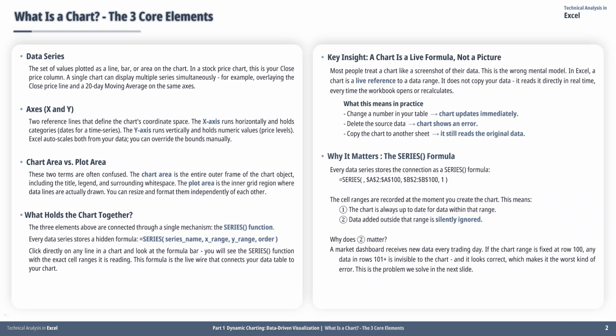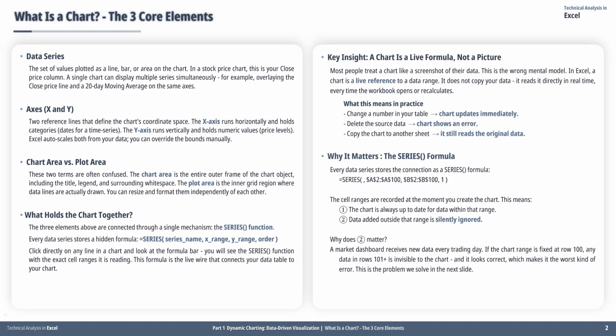Before we fix anything, we need to understand what a chart actually is in Excel, because most people have the wrong mental model. A chart in Excel is not a picture of your data. It is a live formula connected to your data. Every chart has three structural elements. First, the data series. This is the set of values plotted as a line, bar, or area on the chart. In a stock price chart, this is your closing price column. A single chart can hold multiple series at once, for example, overlaying a price line and a 20-day moving average on the same axis.